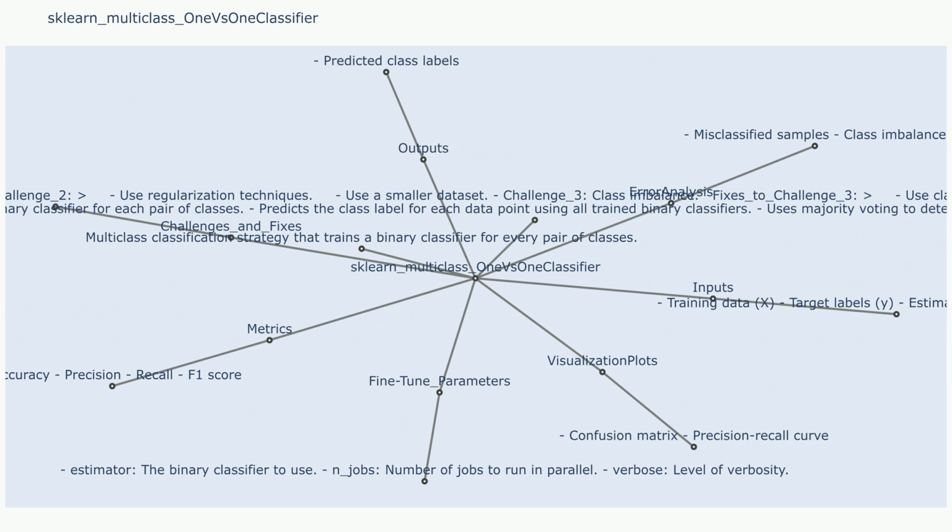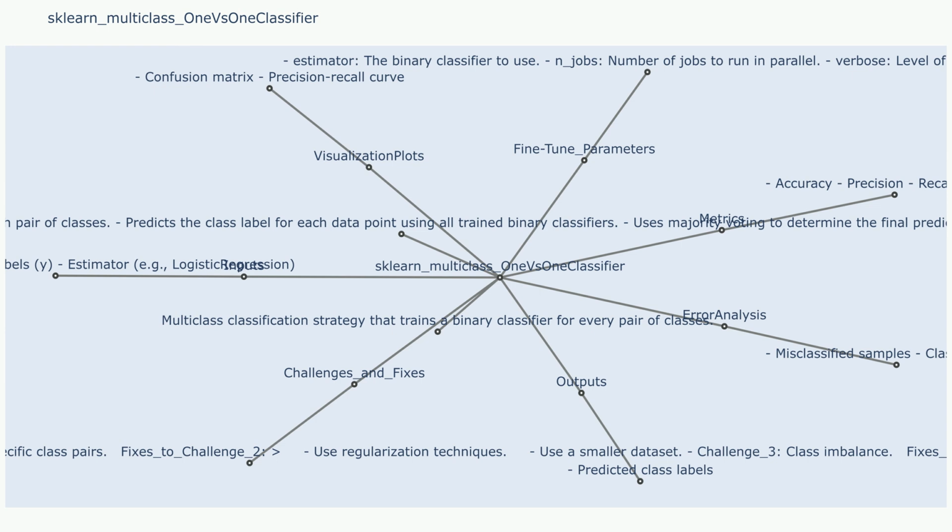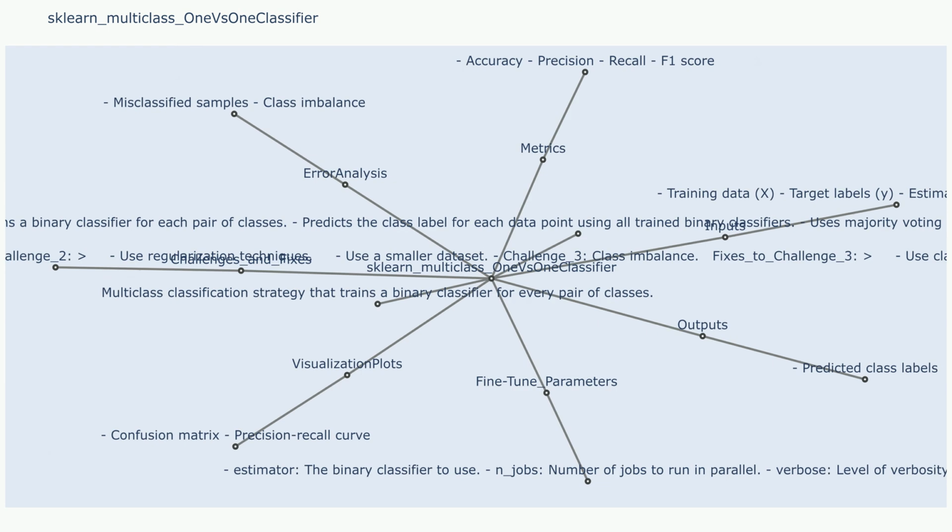Visualization plots. Confusion matrix. A visualization that shows the number of correctly and incorrectly classified samples for each class. Precision-recall curve. A plot that shows the trade-off between precision and recall for different thresholds. ROC curve. A plot that shows the relationship between the true positive rate and the false positive rate for different thresholds. Fine-tune parameters. Estimator.